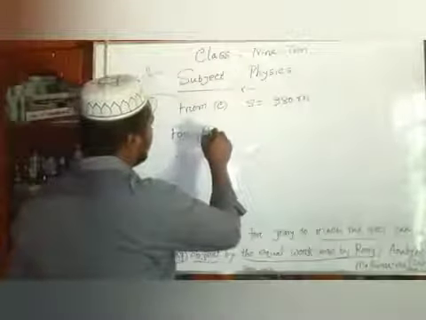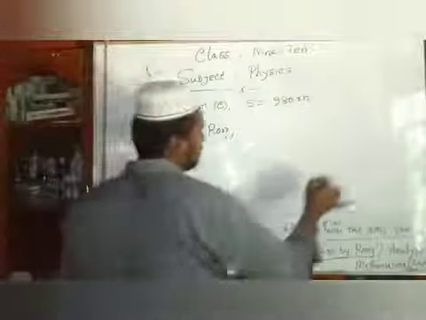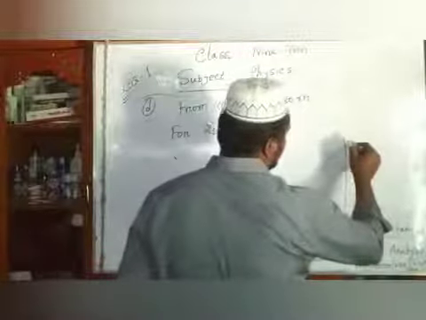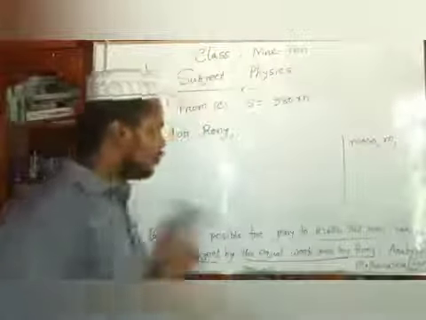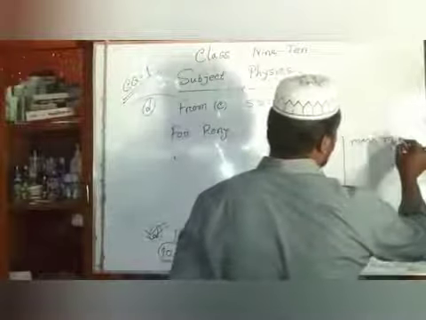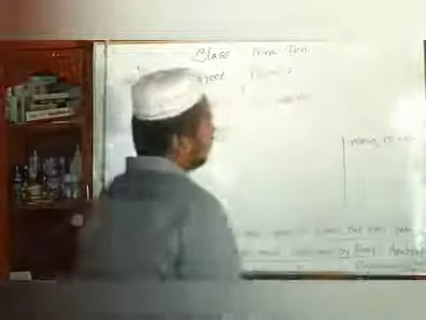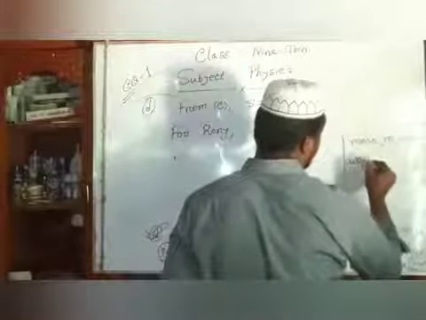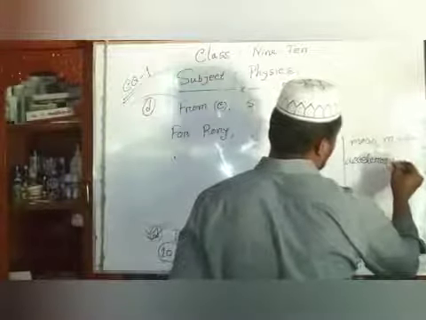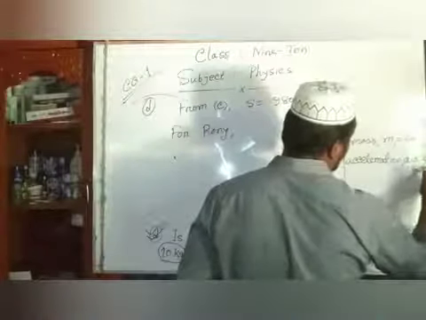Determine for Ronnie, mass M1, because we have two masses. That's why we use Ronnie's mass, M1 equals 40 kg. We know that the acceleration for Ronnie, A equals 0.4 m/s².